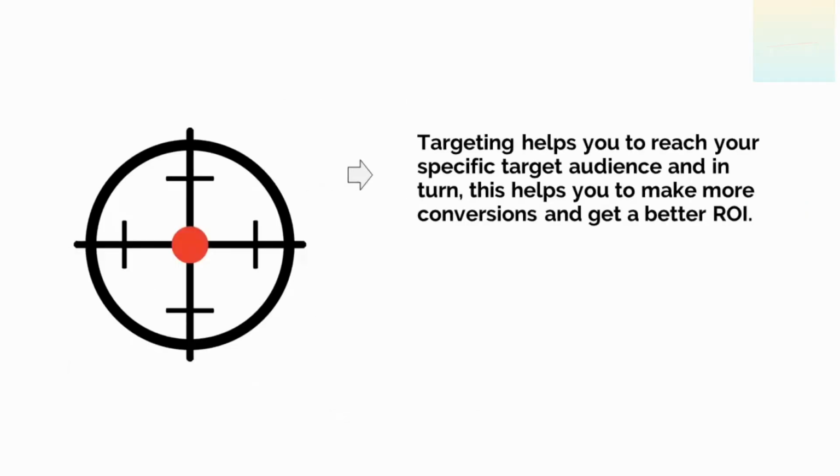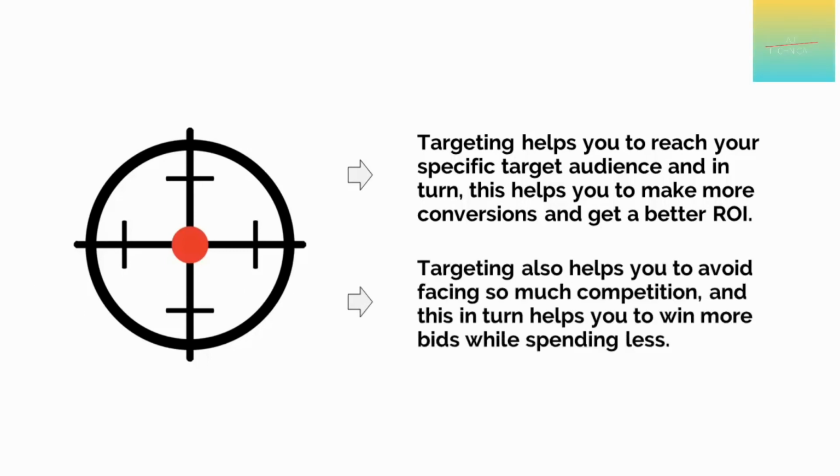Targeting helps you to reach your specific target audience, and in turn, this helps you to make more conversions and get a better ROI. But there's more to it than that as well. Targeting also helps you to avoid facing so much competition, and this in turn helps you to win more bids while spending less. Put it this way, if your video is targeting a massive niche like bodybuilding, then you're going to be going up against Mike Chang and Jeff Cavaliere, as well as the countless other massive brands. And this means that you'll need to set a very high CPV and your budget will likely run out quickly.